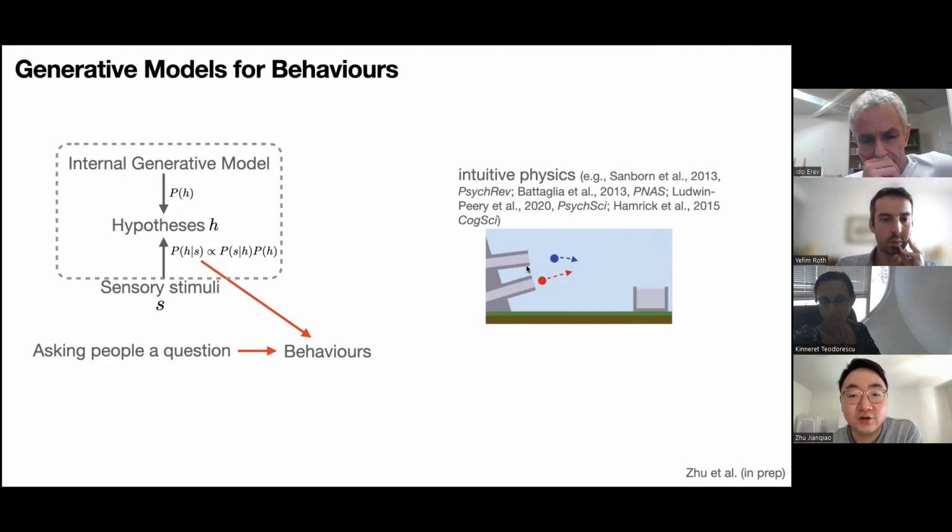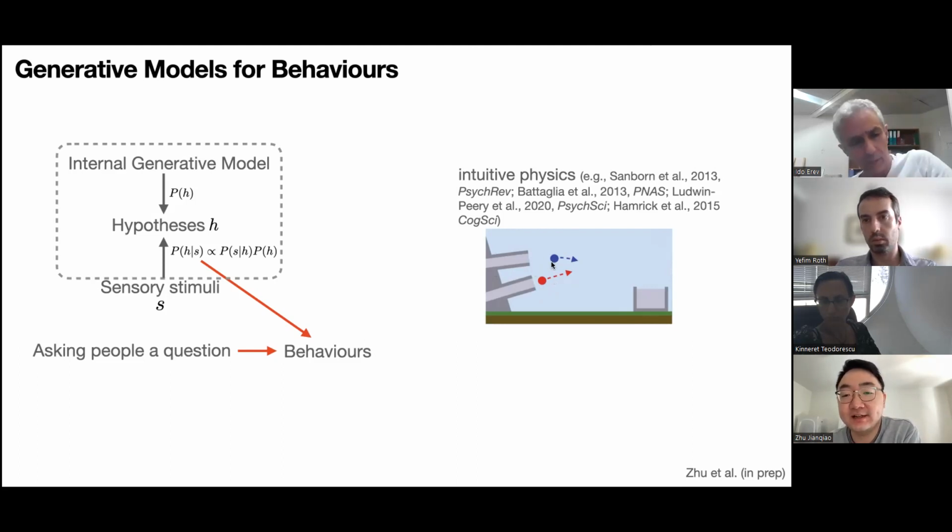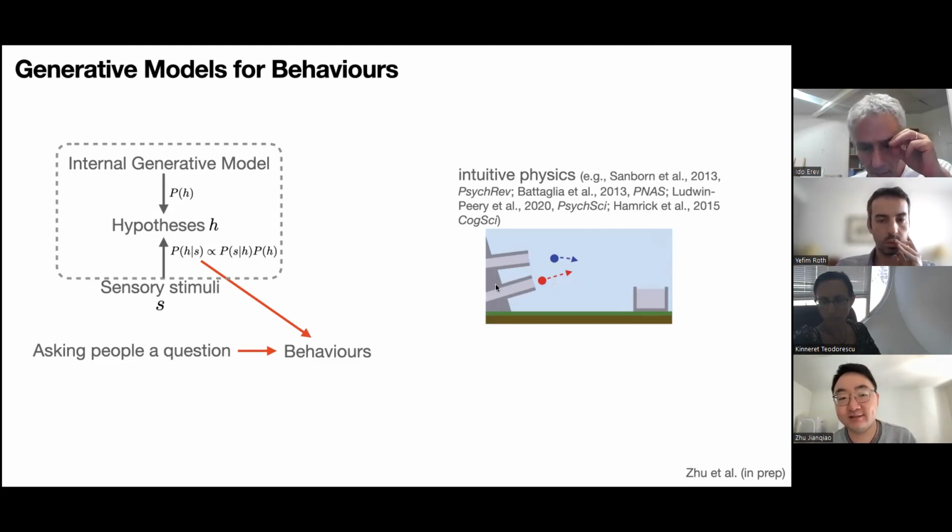And so in this case, the stimuli was showing the initial movement of two balls shooting out of this cannon. So we have essentially some initial motion of these two balls, and that's the stimuli. And the hypothesis space, the hypothesis will be the future trajectory of these two balls.